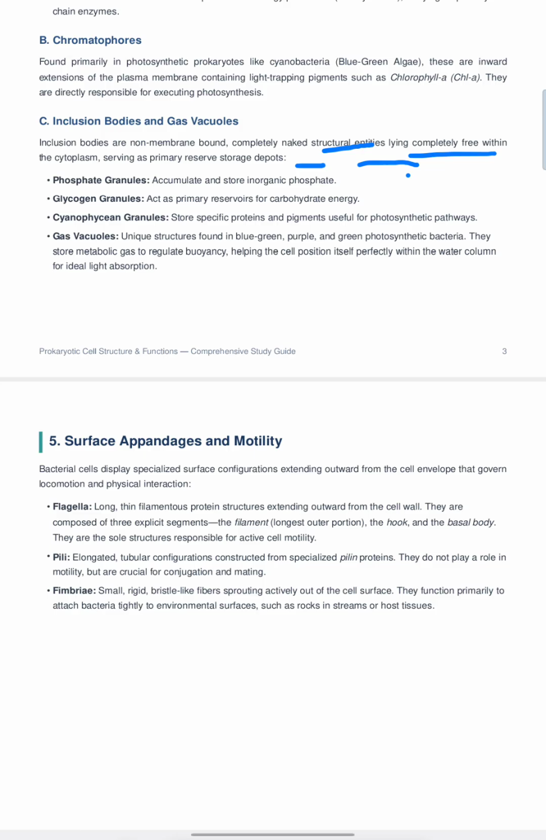Gas vacuoles are a unique character found in blue-green and purple photosynthetic bacteria. They store metabolic gas and regulate buoyancy, helping the cell position itself perfectly within the water column for ideal light absorption.